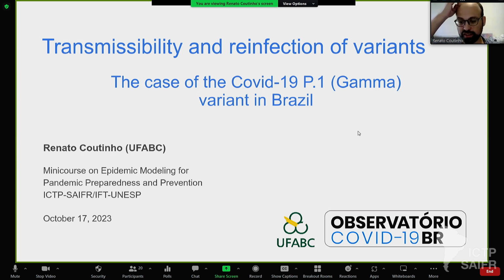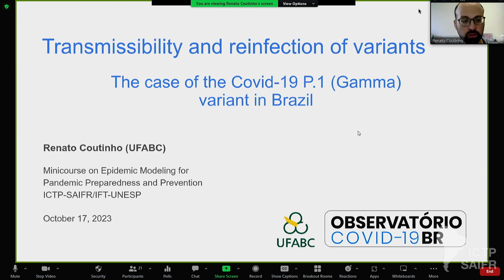Well, to start off, let me present myself. I'm Renato Coutinho. I'm a professor at the Federal University of ABC. For those that don't know, this is the metropolitan region of São Paulo, so it's pretty close from where we are, right? I worked a lot on COVID modeling. I already worked with epidemiological modeling before, but when COVID hit, it was all hands on deck, right? So a lot of work on COVID and on a lot of different topics.